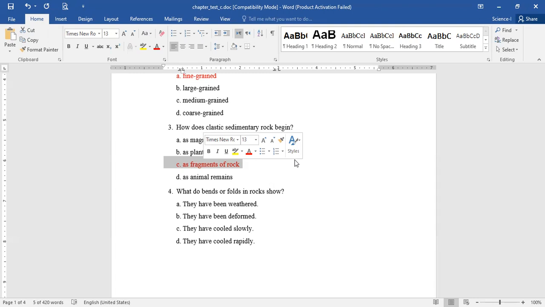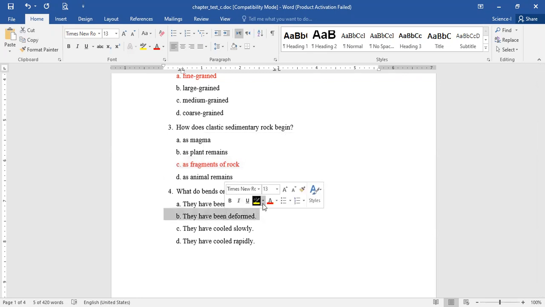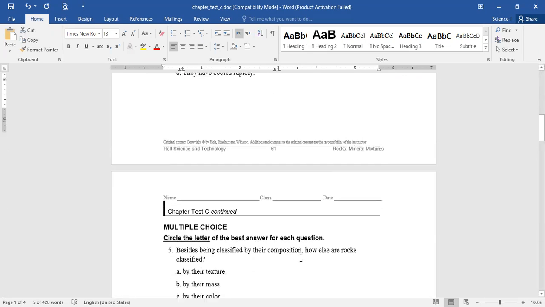Question 4, what do bends or folds in rocks show? If we see some bends or folds in the rock, they show... No, the rock is still the same. It's not broken, but it just has folds or bends. The rock changed its shape. So they have been deformed. Yes, a kind of deformation happened.